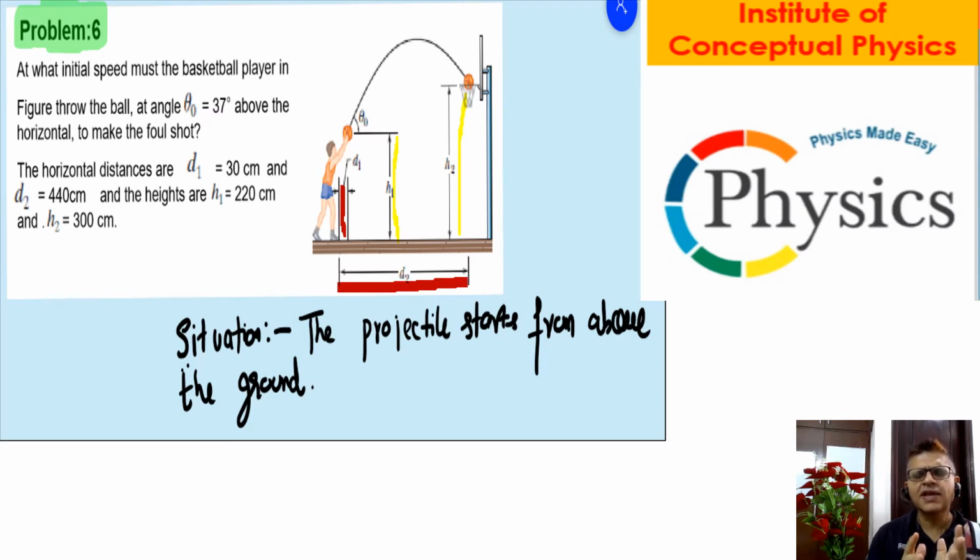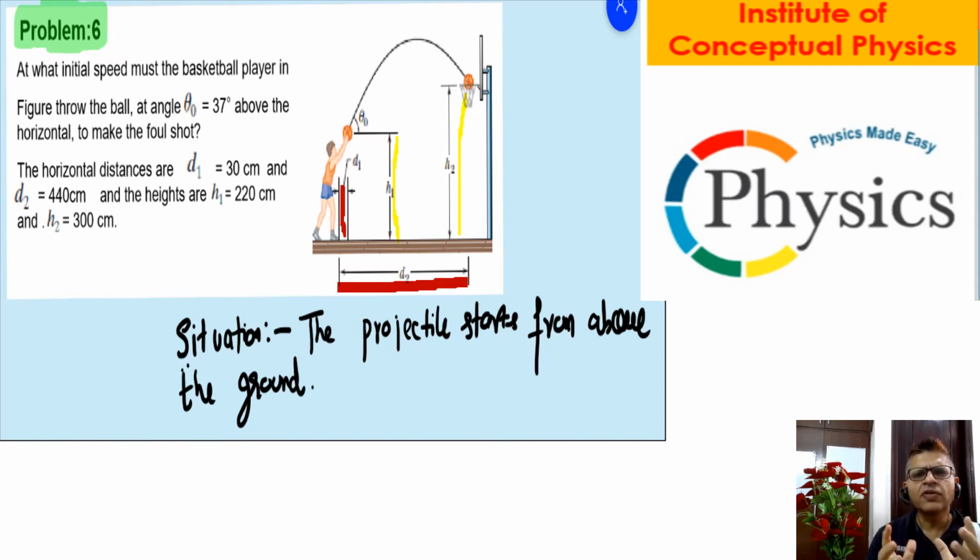Now, if you compare this to a normal projectile, you find that normally an oblique projectile starts from the ground. And when it starts from the ground, you can use your standard equation of trajectory or split the motion in the y-axis and x-axis. But this is a very typical situation in which the projectile is not starting from the ground, but above the ground. And also there is a horizontal distance which has been given to you.